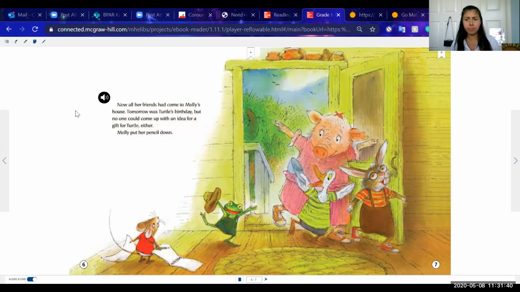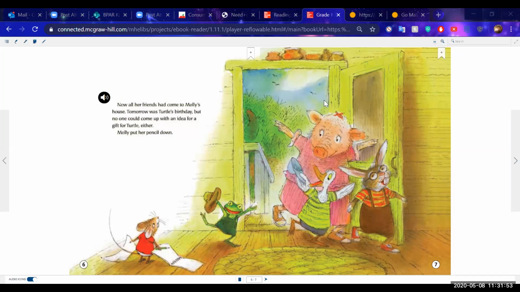What is tomorrow? Tomorrow is Turtle's birthday. What do the friends need to do? They need to come up with a gift idea for Turtle. Let's see what they come up with.